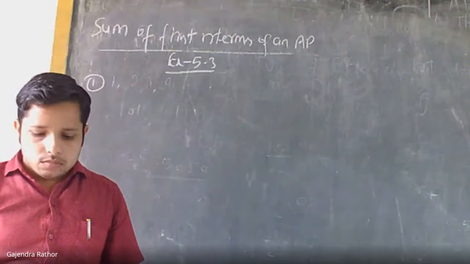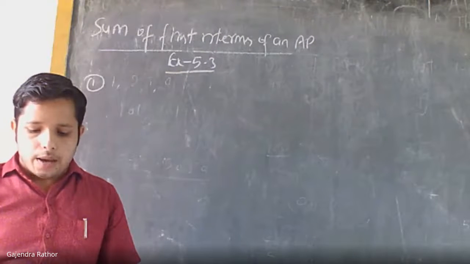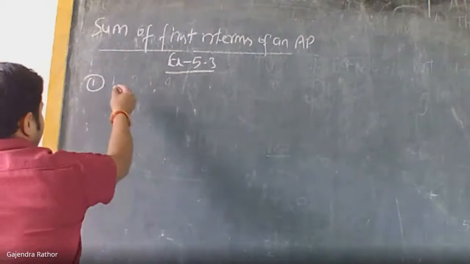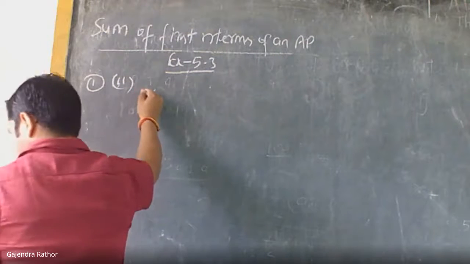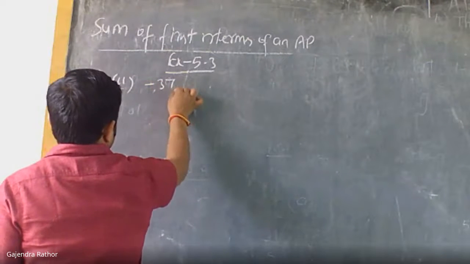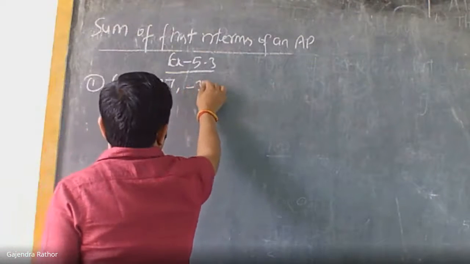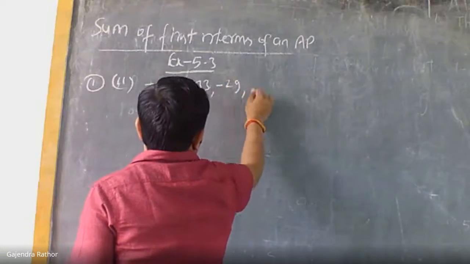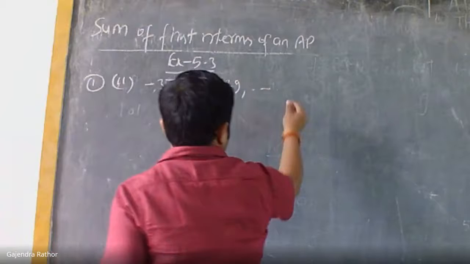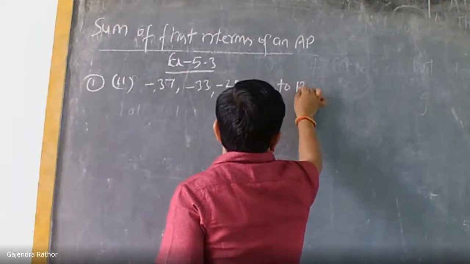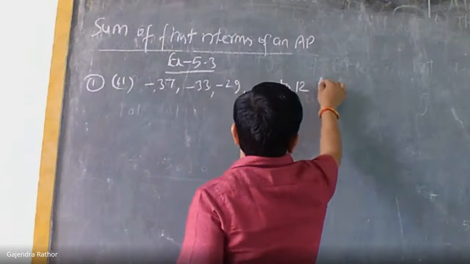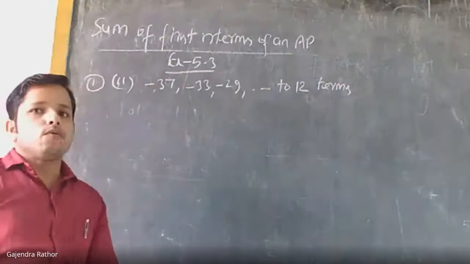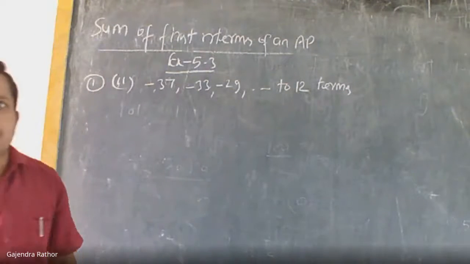Find the sum of the following APs. Here APs are given. Point number second. The AP is minus 37, minus 33, minus 29, dot dot, 12 terms. Okay, so we have to find the sum of this AP up to 12 terms.